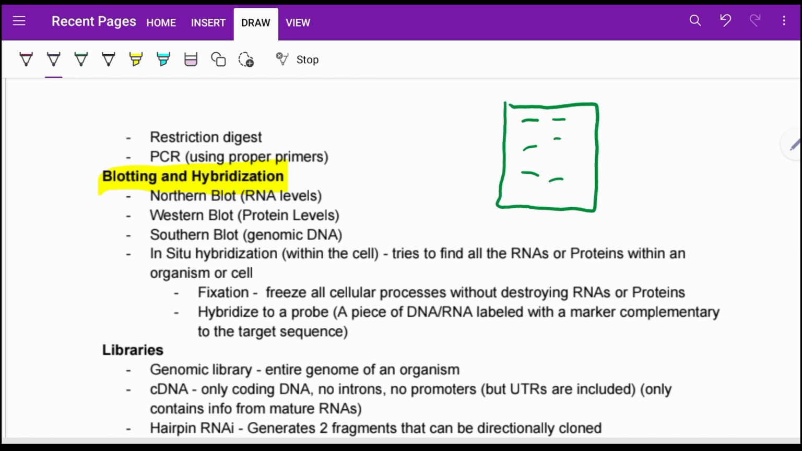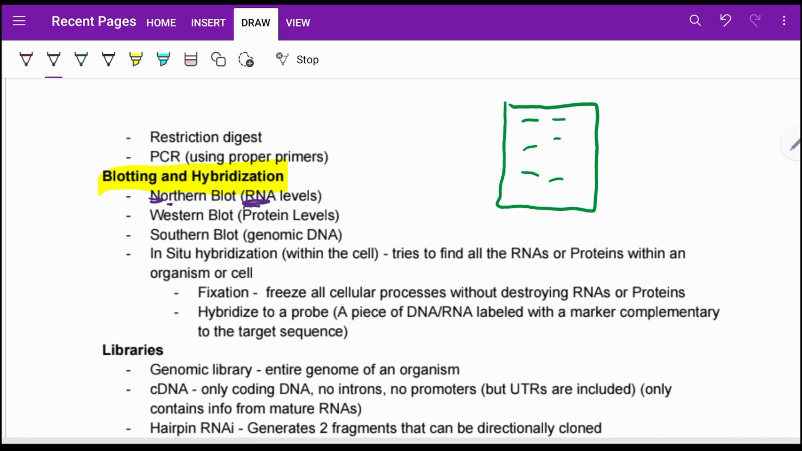A good way to remember this is that Northern starts with N and it also has R in it, and I think that kind of correlates to RNA. We have the western blot, which is protein levels. I kind of think of that as like Wild West. Cattle ranchers like their protein, so Western blot equals protein levels.